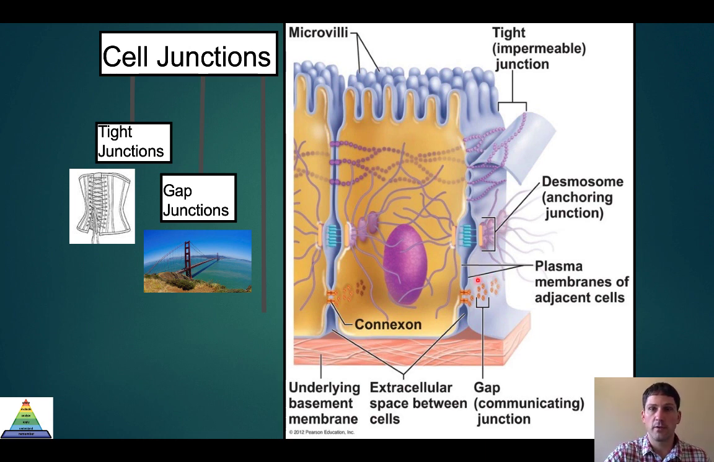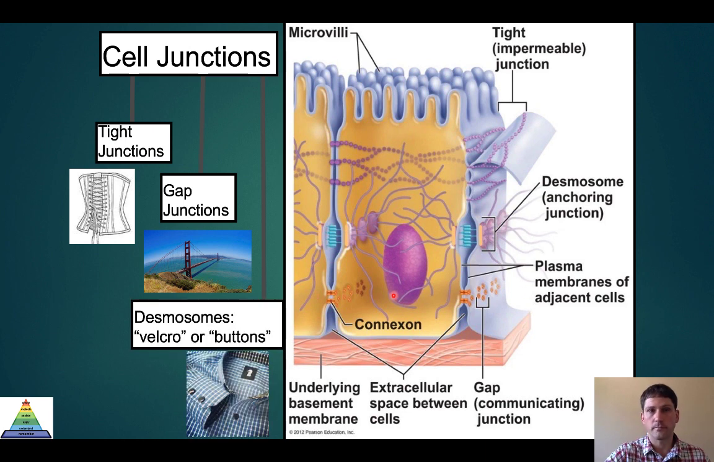Our second type is the gap junction. If you see down here, we have our gap junctions, and these are communicating junctions. These are proteins called connexins, and they make a little hole or pathway so that ions can move between cells and communicate electrochemically between cells.